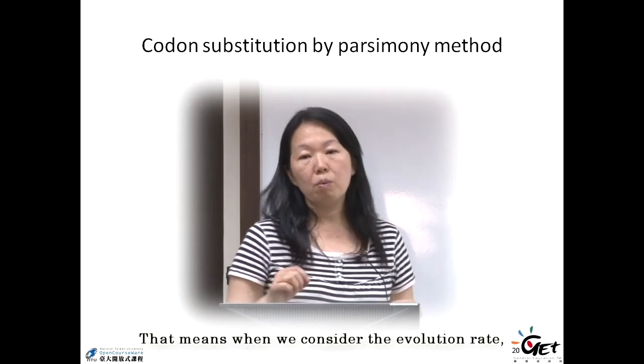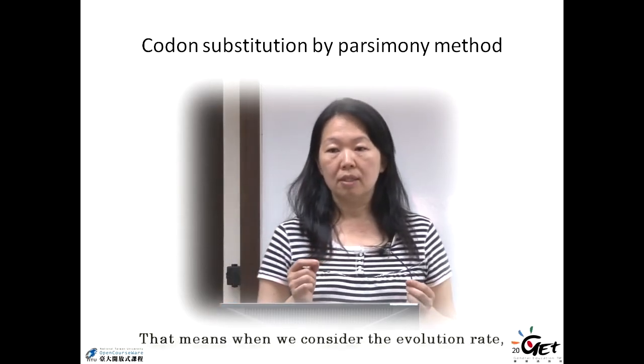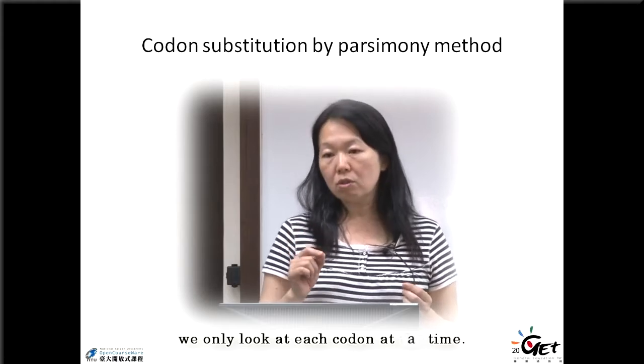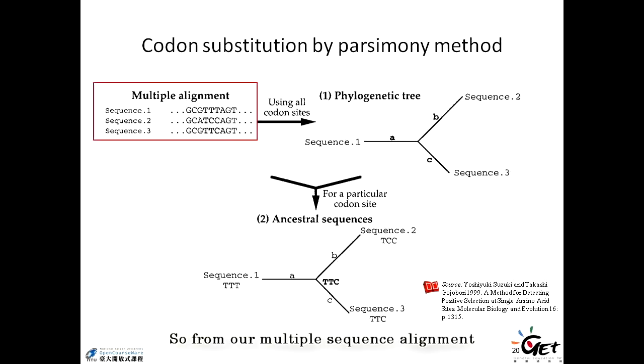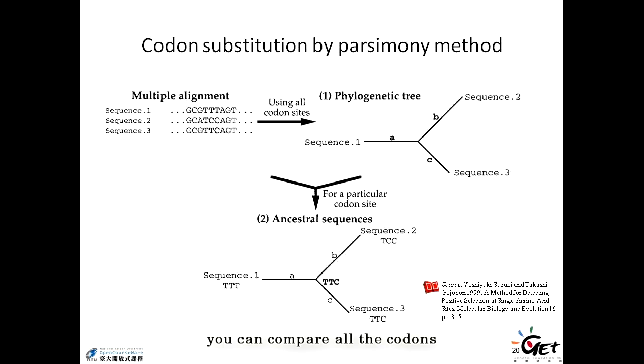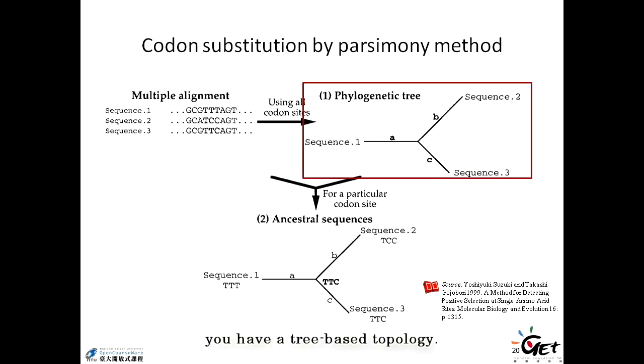Okay. So what do we mean by codon-based comparison? It means when we consider the evolution rate, we only look at each codon at a time. So in this figure, we can look at the codon differences. From our multiple sequence alignment on the left of the slides, you can compare all the codons, and for each codon, you can estimate their differences. From the multiple sequence alignment, you have a tree-based topology, so that's showing on the top.